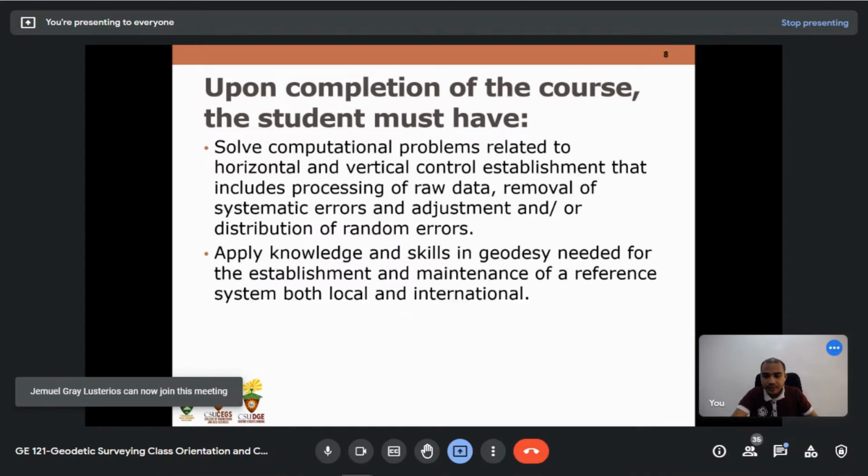So next is to solve computational problems related to horizontal and vertical control establishment. That includes processing of raw data, removal of systematic errors, and adjustment and/or distribution of random errors. So it's unavoidable that when we solve actual or raw data from the field, there are errors that we will encounter.